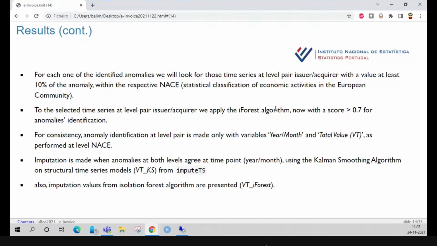This imputation is made using the Kalman moving algorithm on structural time series models from the imputeTS package. We also do an imputation using the isolation forest algorithm, and I will present you the results.